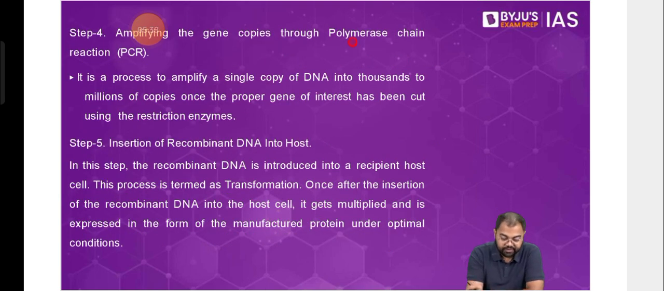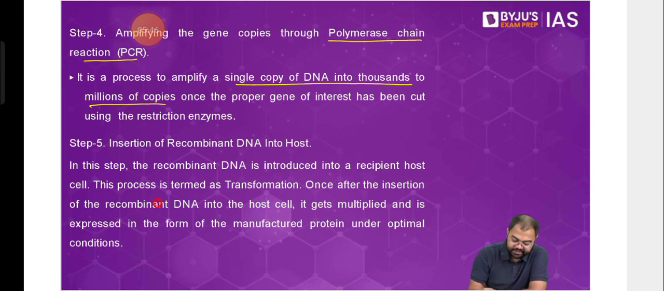Once that has been done, we create multiple copies, which is called polymerase chain reaction. All right. So a single copy of DNA is turned into thousands to millions of copies, and then finally insertion of this recombinant DNA into the host, and this process is termed transformation. So transformation is nothing but inserting it inside the host.